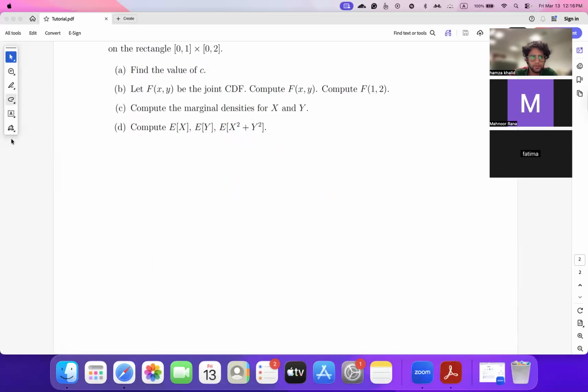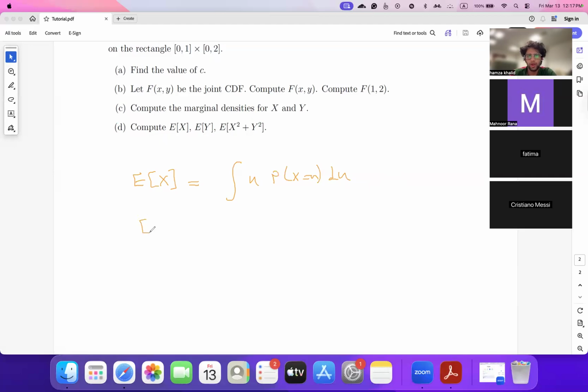The idea is this. The expectation of your random variable is what? Your x times your probability of this, right? X equals small x dx. Is that point clear till here? Do you understand this? Okay, good.